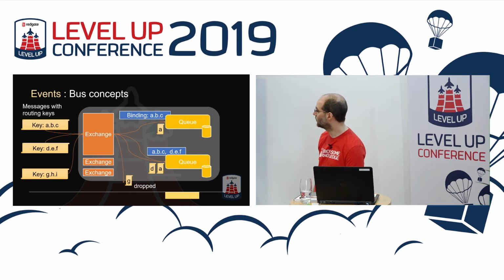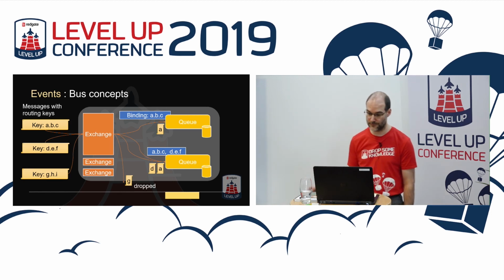So if that top queue has a binding for ABC and the bottom queue has bindings for ABC and DEF, then the top message will get sent to both queues. The middle message will get sent to just the bottom queue, and the bottom message has no bindings, so it will get dropped on the floor.